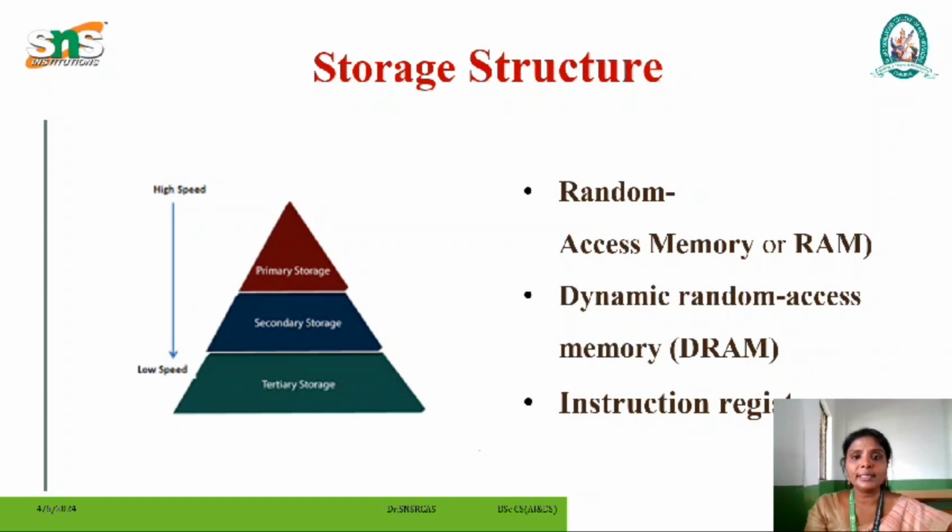Ideally we want the program and data to reside in main memory permanently, but there are two possible reasons why this is not possible. Main memory is usually too small to store all needed programs and data permanently. Main memory is a volatile storage device that loses its contents when power is turned off or otherwise lost.